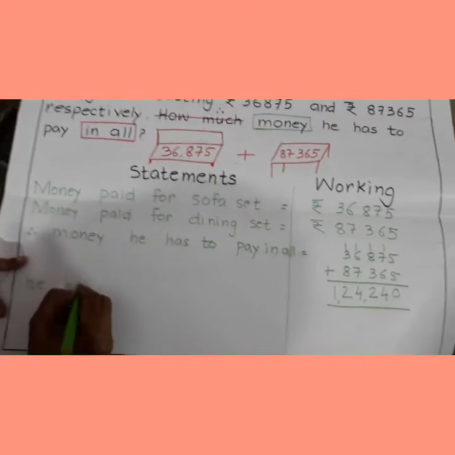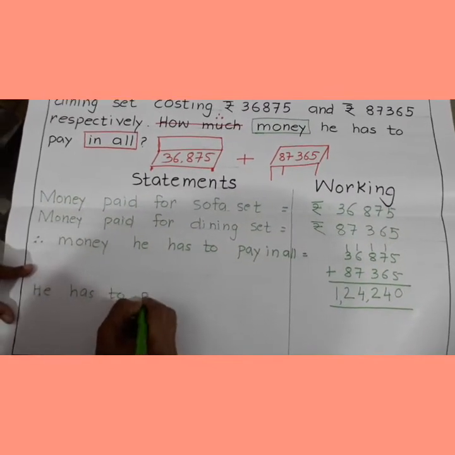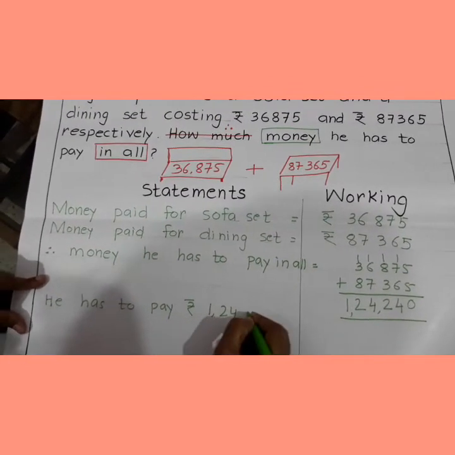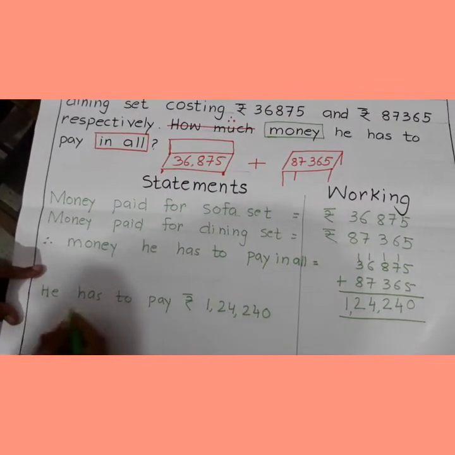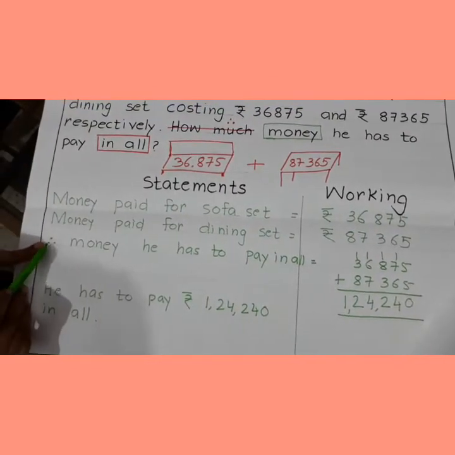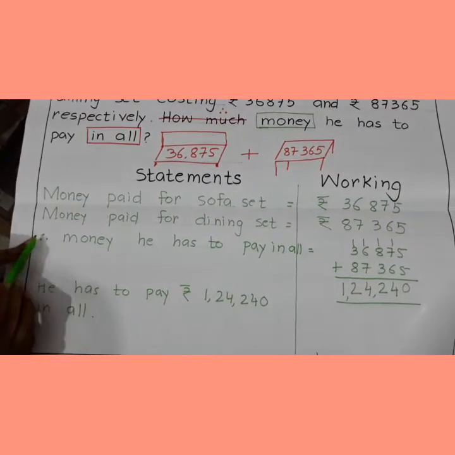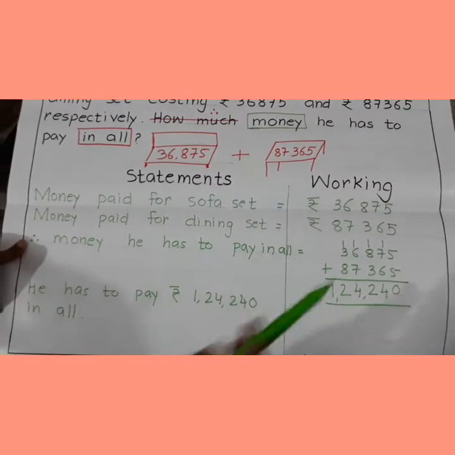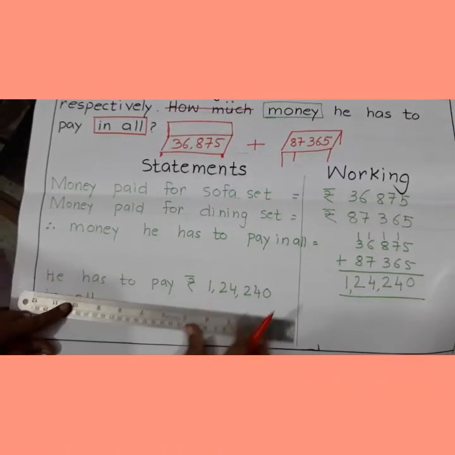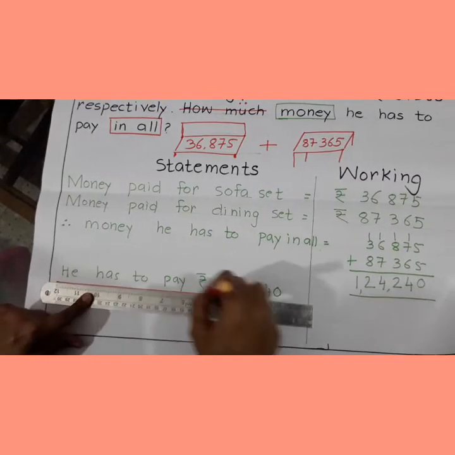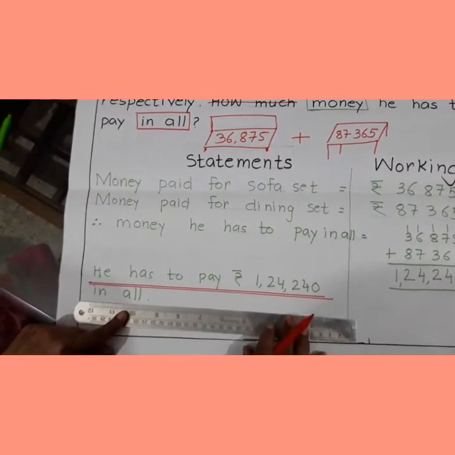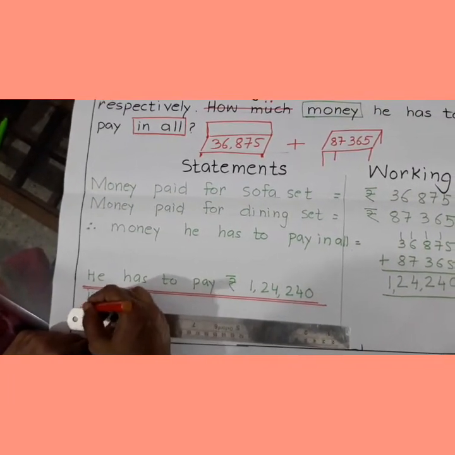He has to pay rupees 1,24,240 in all. Is this we are repeating it? Money he has to pay in all. He has to pay rupees this much in all. And after you finish, you just double underline it. Double underline it. That completes your work.